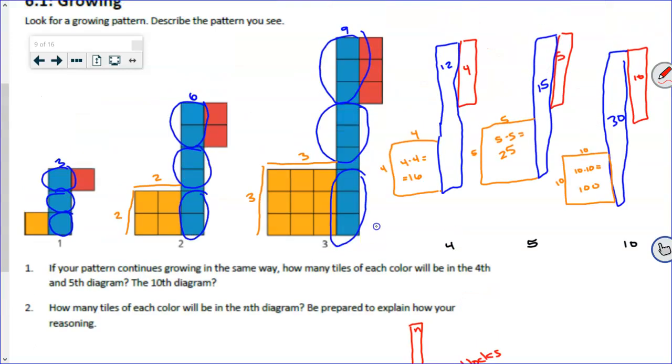You found some great patterns with blue. 3 red blocks in figure 1, 6 in 2, 9 in 3, 12 in 4, 15 in 5, and you even knew that there was going to be 30 in 10. How did we get that 30 again? Camden? Yep, 3 times 10. Where did the 10 come from? Because that's the stage number.